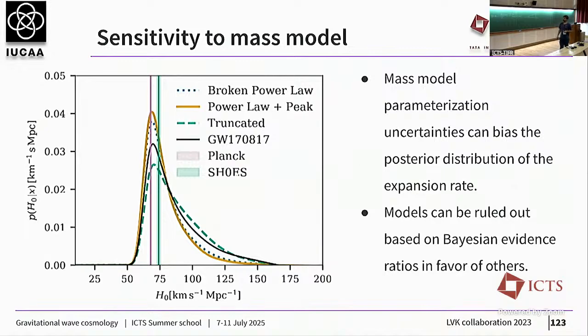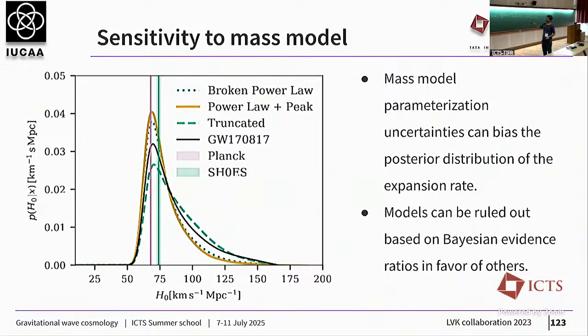So let me show you what the results from the LVK collaboration look like. So this is from the 2023 paper of the LVK collaboration. Here, what I'm trying to show you is that there is a sensitivity to the mass model that is adopted, right? So if you use a mass model which is parameterized by a broken power law, so 2 power laws, or it's a power law plus a peak. So there's a power law mass distribution plus a peak in the middle with some Gaussian height and a scatter and so on, and the location for that peak. Then what do you get? And if you had a truncated power law, what do you get? And so on and so forth. So you have these different models, thankfully peaking roughly at the same location.